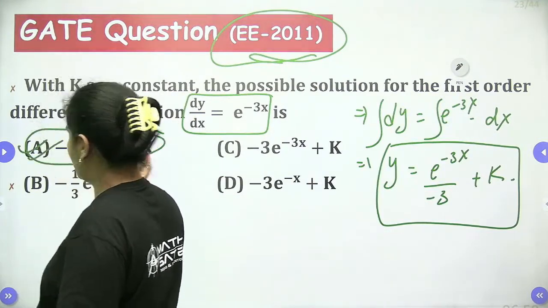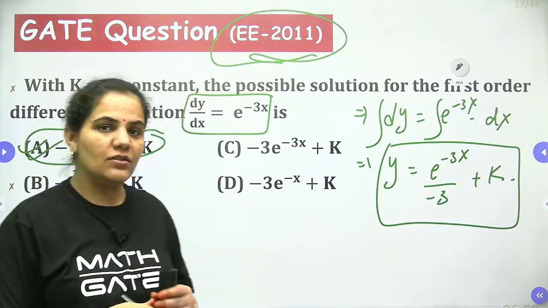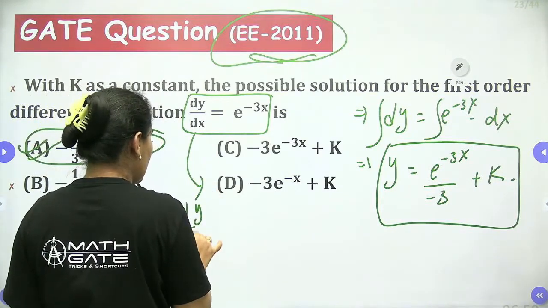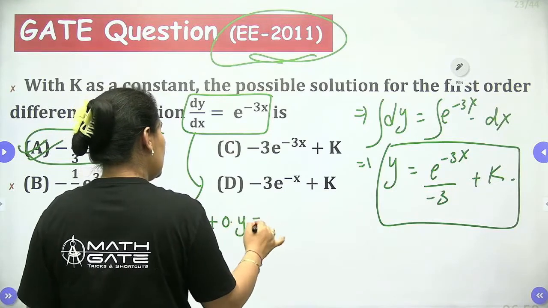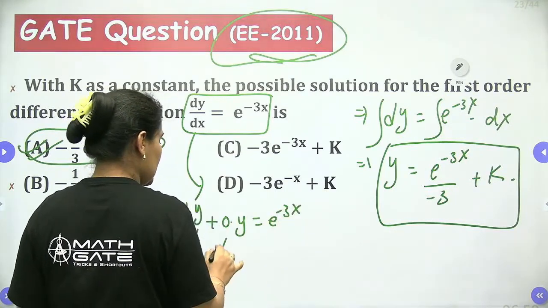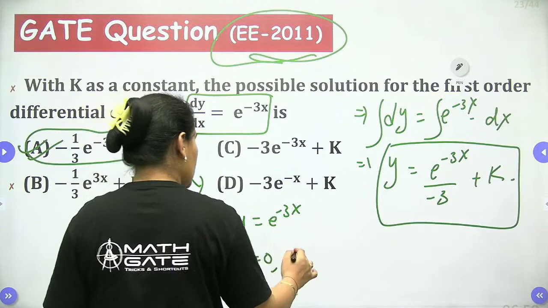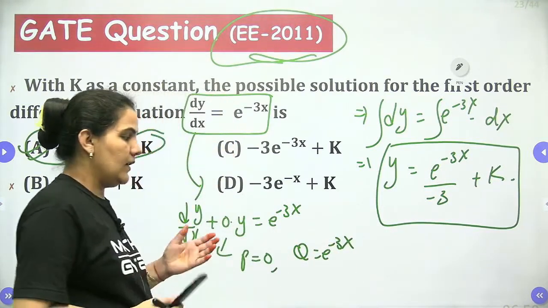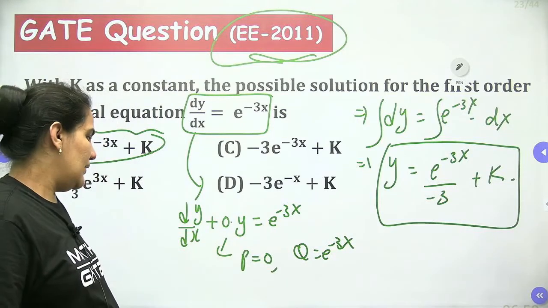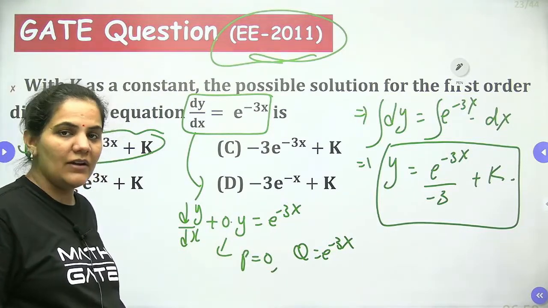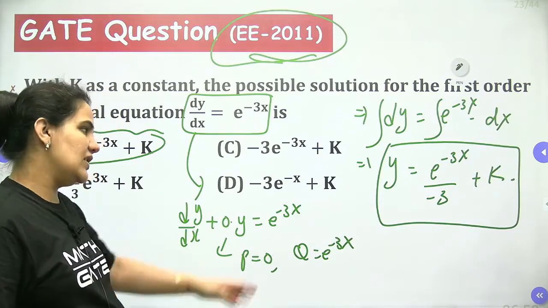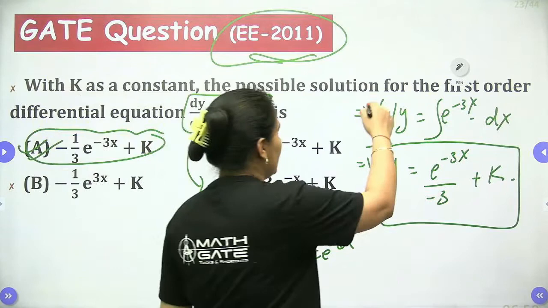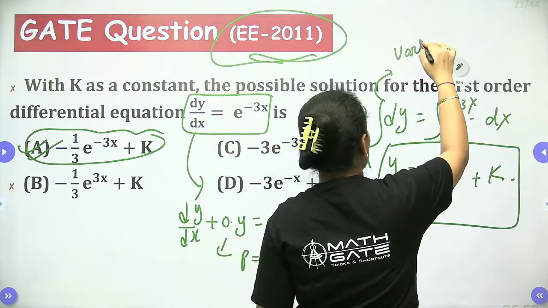So it's not a question of linear. If you want to go with the linear, you can make it like this: dy by dx plus 0y is equal to e to the power minus 3x. Then from that you will get p is equal to 0, and from that you will get e to the power minus 3x. Although it will not matter, because we will have 1 as the integrating factor, so the result will be the same. So we can approach here directly with the variable separation method, dear students.